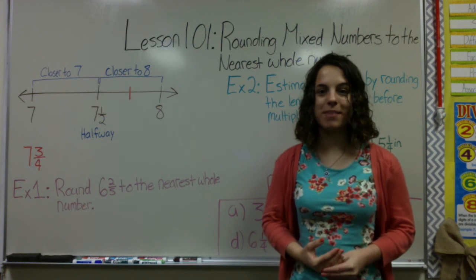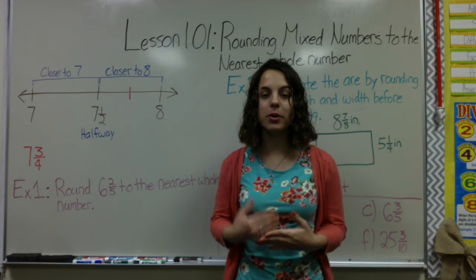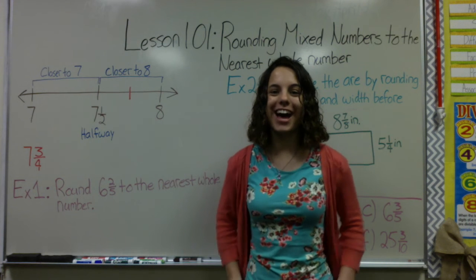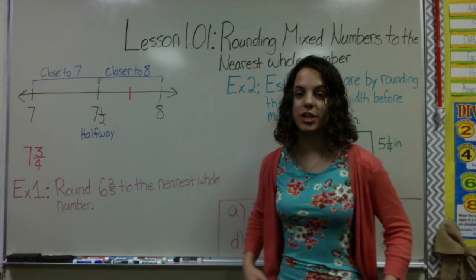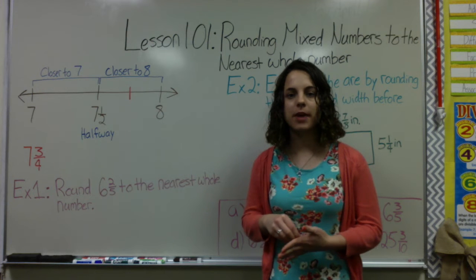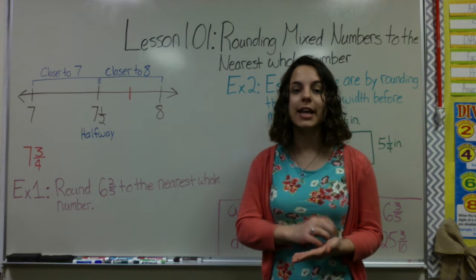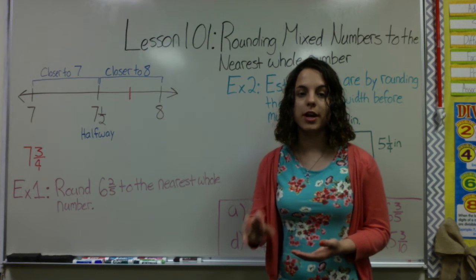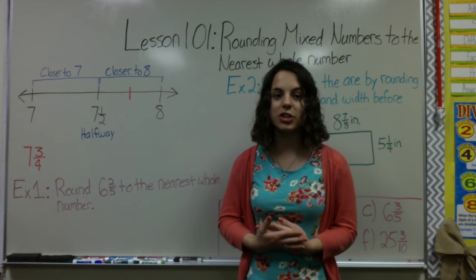This is about rounding mixed numbers to the nearest whole number. Now, as you should remember, a mixed number is a mix between a whole number and a fraction. The important thing to recognize in this lesson in order to round is recognizing what half is, whether a fraction is less than half or greater than half. And that will be different from case to case with your different denominators.